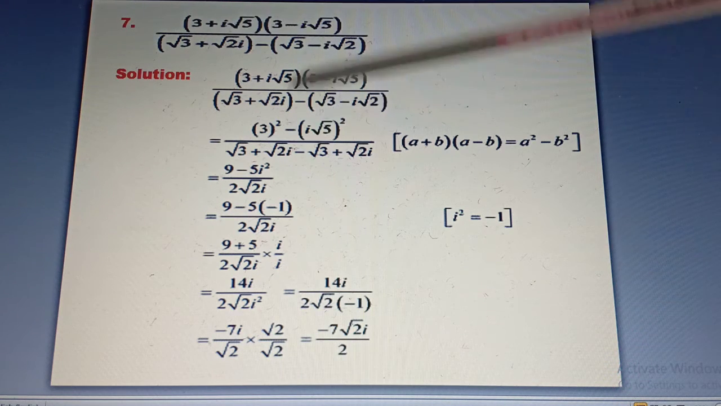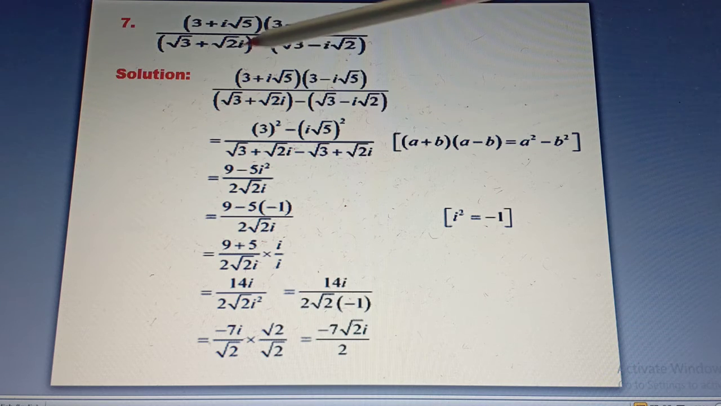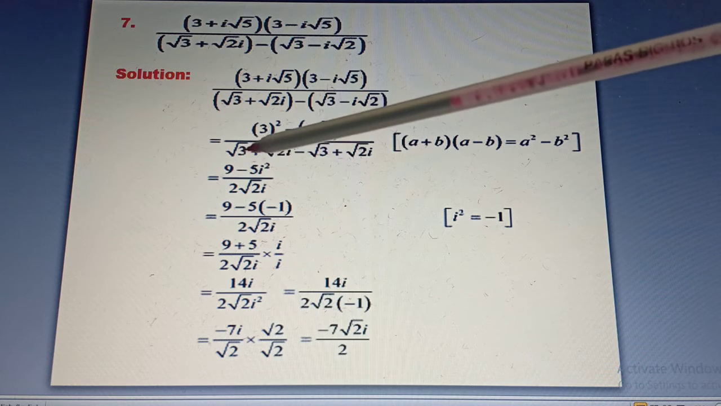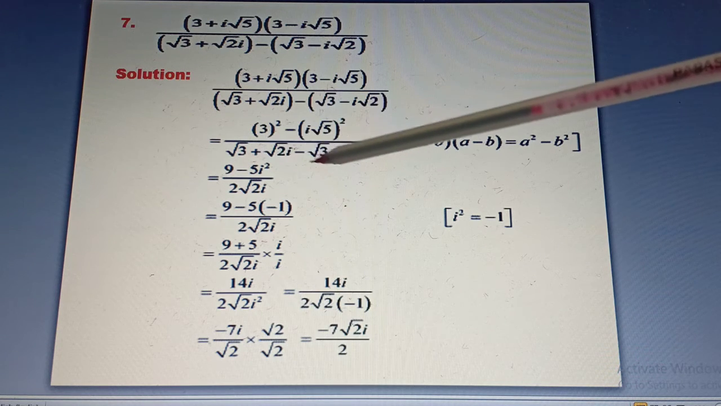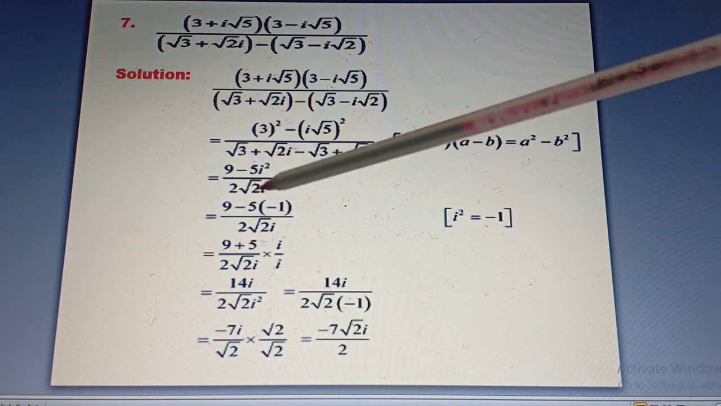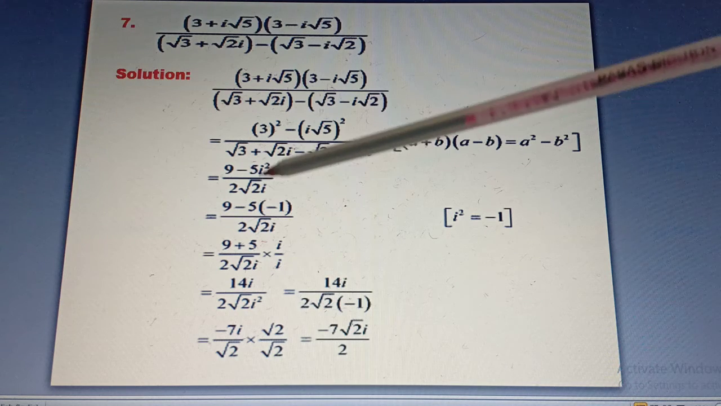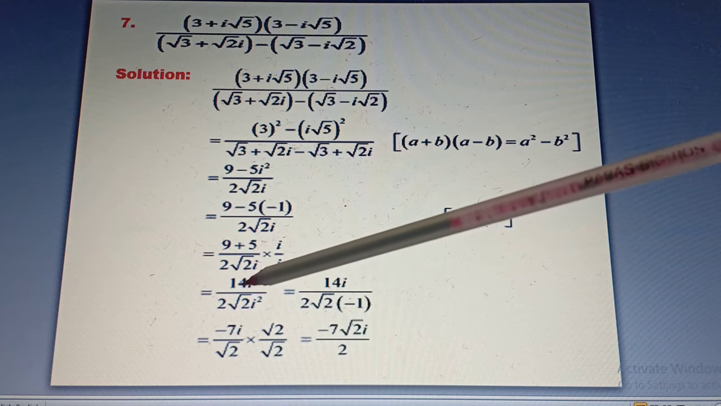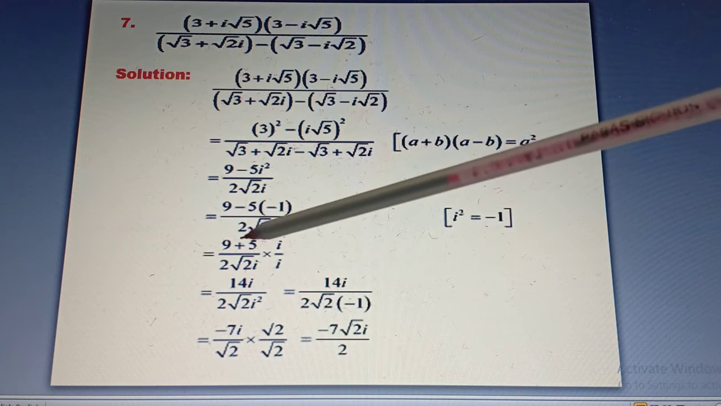In the denominator we have to remove the bracket: root 3 plus root 2i minus root 3 minus minus plus i root 2, or root 2i. So students, here root 3 and root 3 get cancelled, and we get two root 2i, so 2 root 2i. In the numerator, 9 minus 5i square, and i square is minus 1, so 9 minus minus plus, it will be 14. So 9 plus 5 is 14, divided by 2 root 2i.